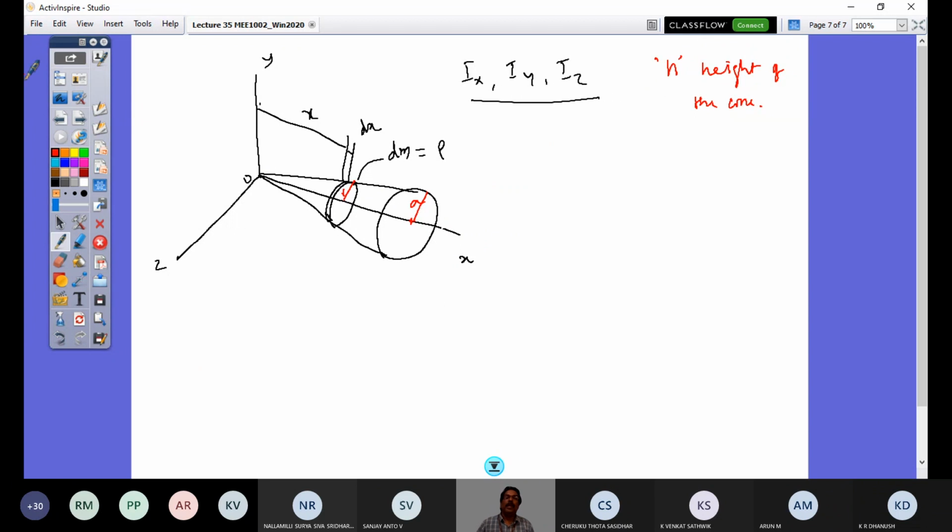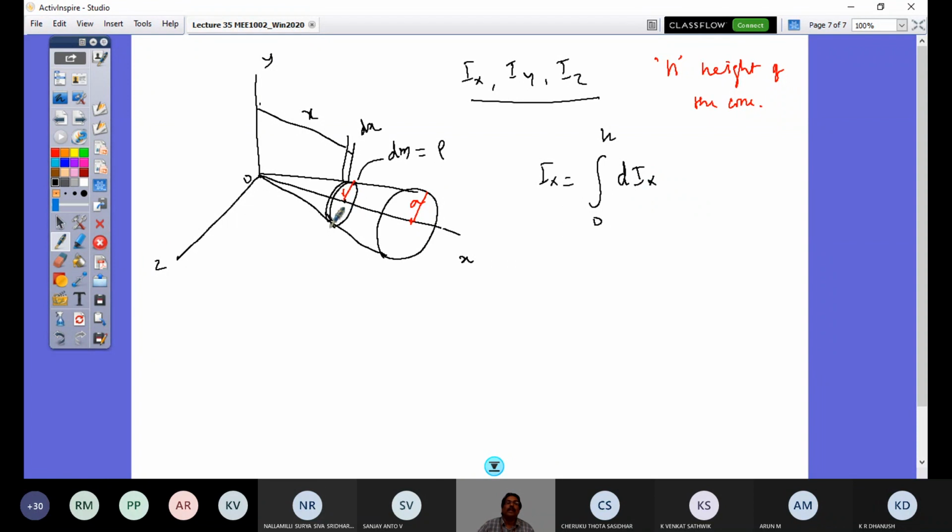Now, how do I get my Ix? Ix is what is of interest, and it would be the integral of the elemental dIx. What do I mean by dIx? It is the elemental Ix. That means if I know how this small disk rotates about the x-axis, then I can integrate that from x equals 0 to h, and I would get my value. So what is dIx?